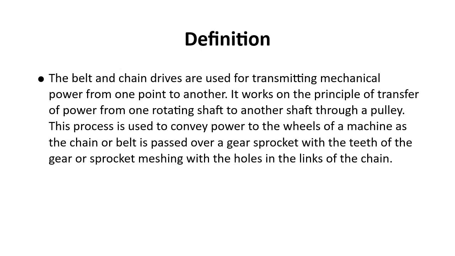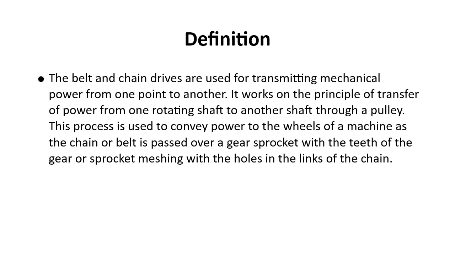the chain. From this definition, we now see that for us to transmit power from one source to another, there must be a means, and one of these means is by using the belt and chain drives. And how do we connect the belt and chain drive? From this definition, it passes through the groove of the pulley. And in that process, as it passes through the groove, we are able to get some friction as it slides into that groove.